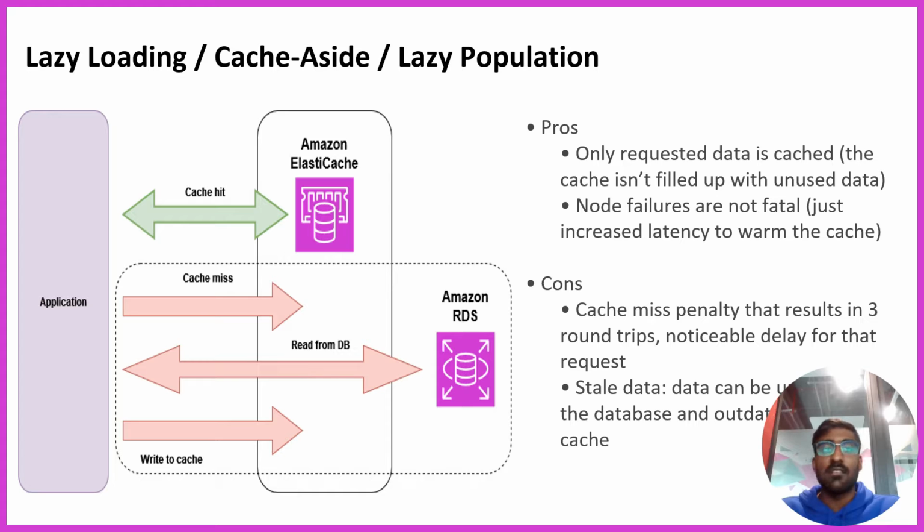And finally, stale data. If your data is updated in RDS, it will not necessarily be updated in ElastiCache, so it's possible to have outdated data in the cache. And that's what you need to ask yourself: is my data okay to be out of date and eventually consistent? So that's the first case.